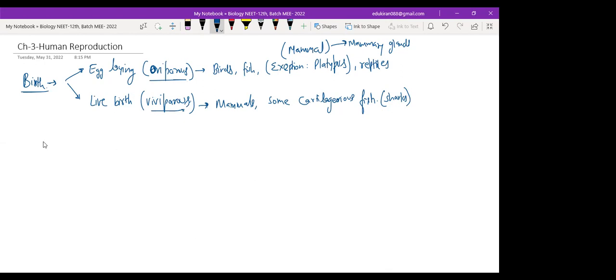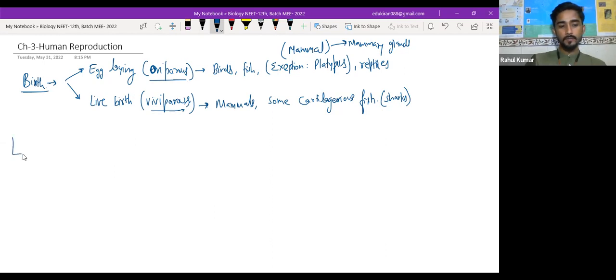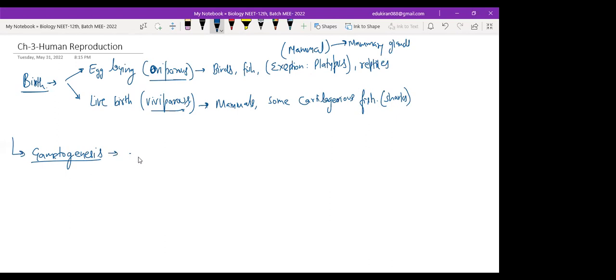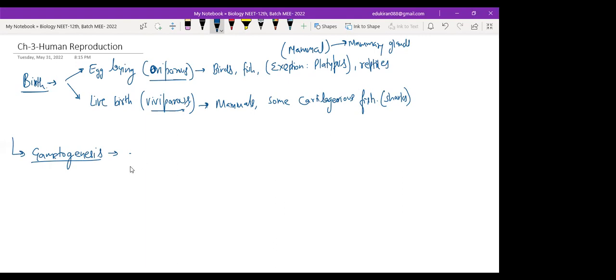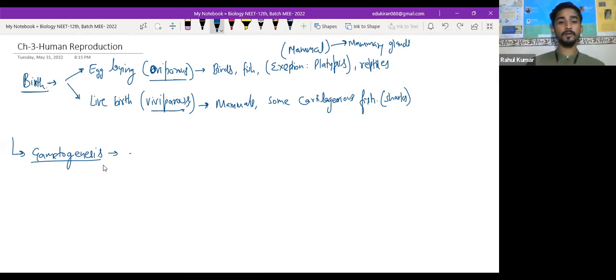Okay. Now, let's also discuss a concept which is gametogenesis. We discussed it in the last class as well in plants, but what do we mean by gametogenesis? Fusion of male and female gametes? Sorry, come again. Fusion of male and female gametes is fertilization, Aisha. Yes, formation, genesis. Genesis means formation. So this is the process of formation of male and female gametes.